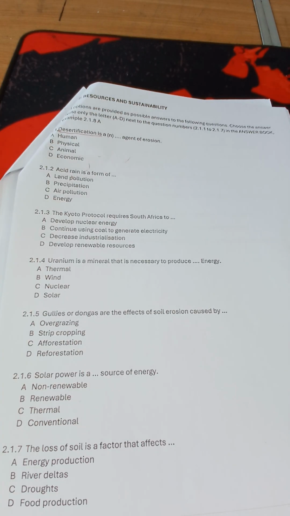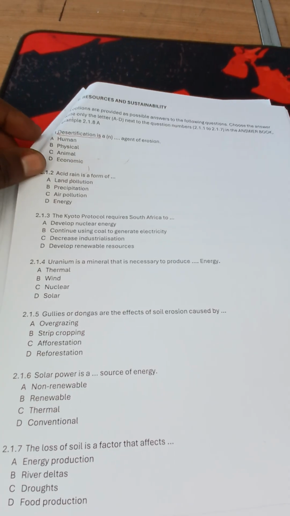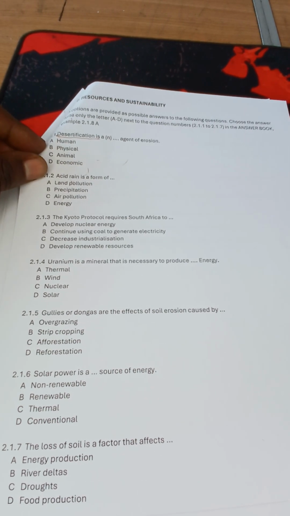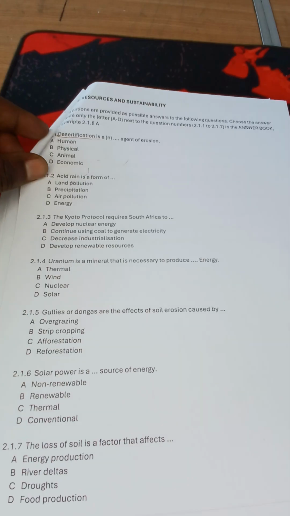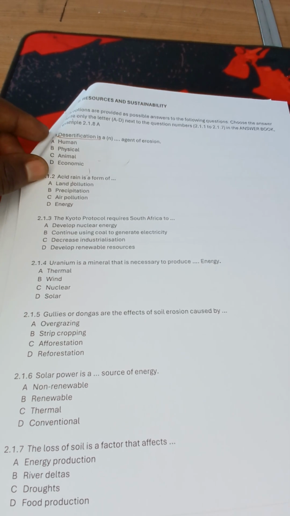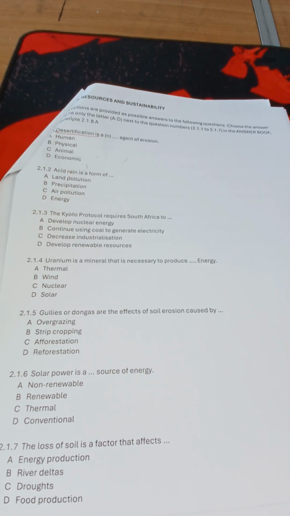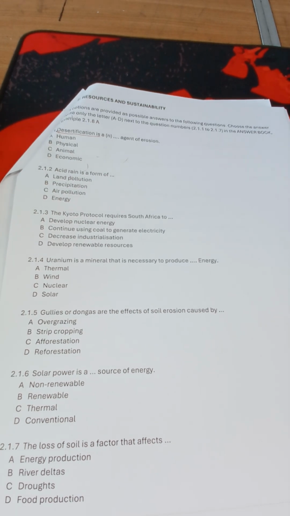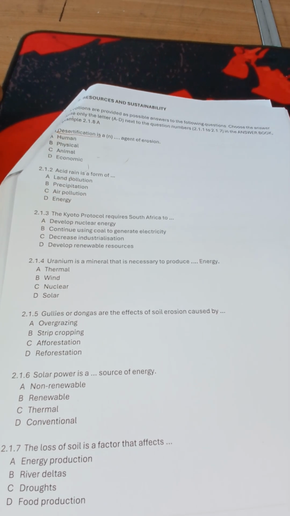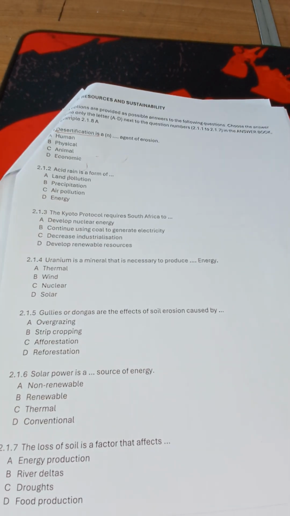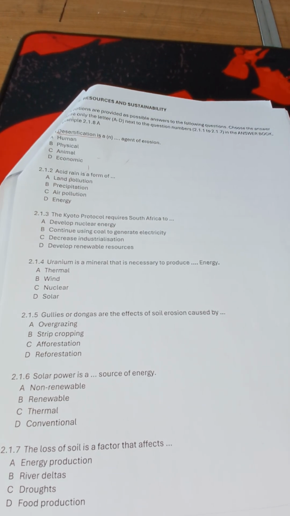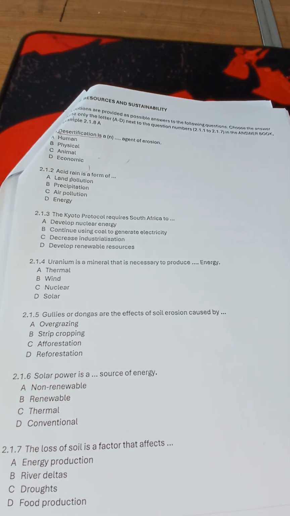So let's go through the questions now. Desertification is an agent of erosion. So what is desertification? It is the spread of desert-like climatic conditions. It can be as a result of deforestation, which means we are cutting down trees. Of course, when you talk about desert, we are talking about areas that have little or no vegetation, which means in terms of the water cycle, it affects, in the long run, the amount of rainfall to be received in the area. It also affects the quality of the soil, through poor agricultural practices.